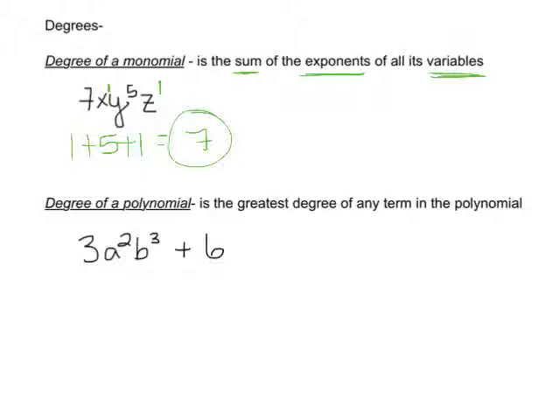When I look at the degrees of polynomials, I'm looking at the greatest degree of any term in the polynomial. So it doesn't matter which term I am looking at. So I have the term 3a squared times b cubed plus 6. Well, the greatest degree is this 3 right here. So the degree of this polynomial is 3.